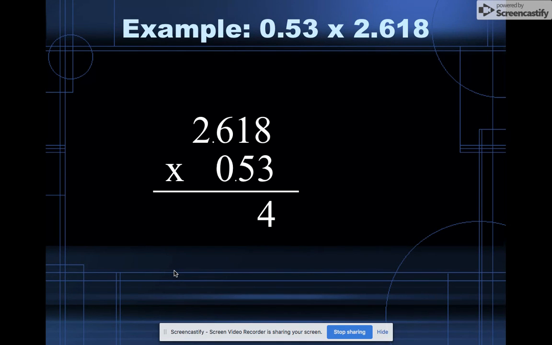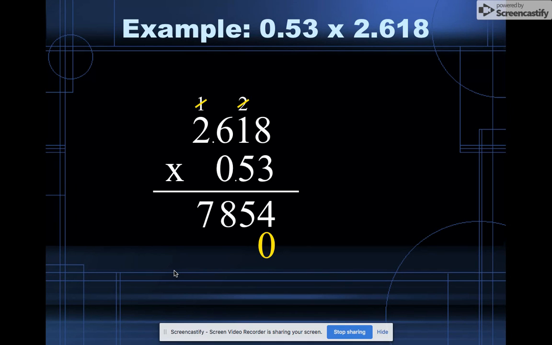So 8 times 3 is 24. Carry the 2. 3 times 1 is 3, plus 2 is 5. 6 times 3 is 18. Carry the 1. And 2 times 3 is 6, plus 1 is 7. Now we're going to add our 0 as our placeholder and get rid of our math upstairs, and then move over to the 10th place.